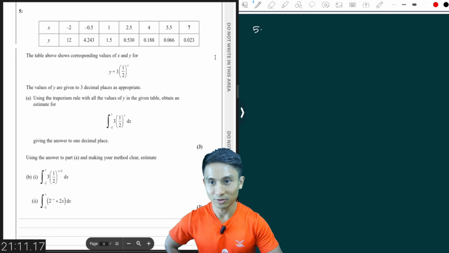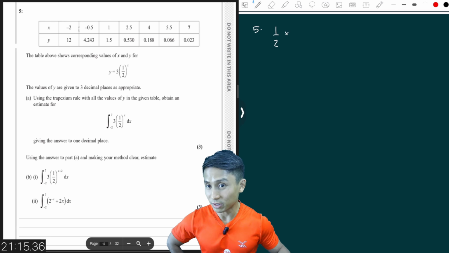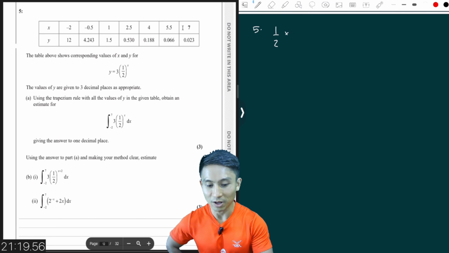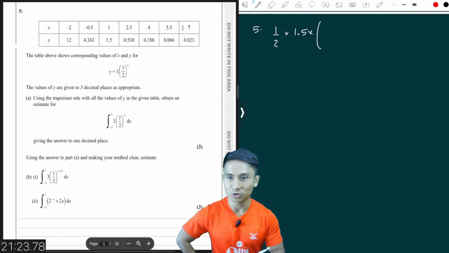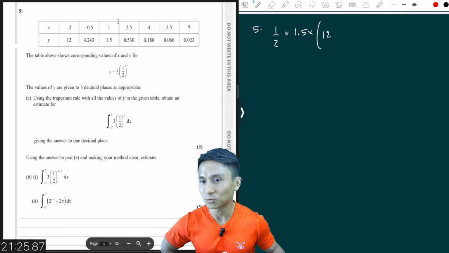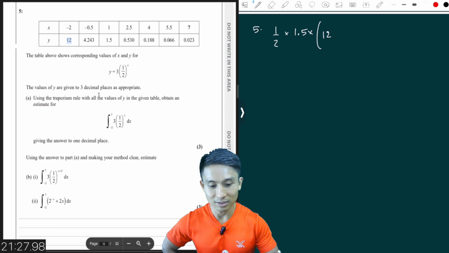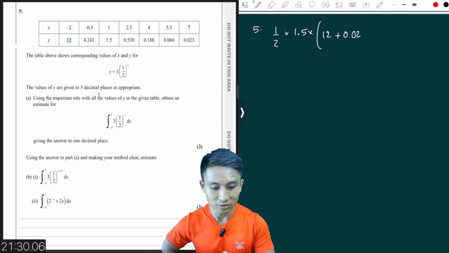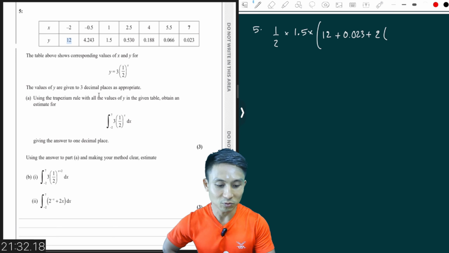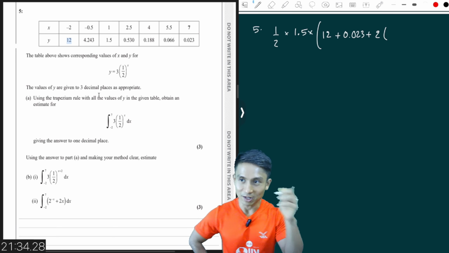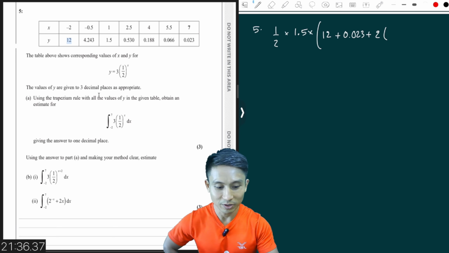All right, so it's 1/2 times the strip width, which is the distance between these x values basically, which is 1.5, and times is easy. Well, you just do the first y, which is 12 here, plus the last one, which is 0.023, and then all the rest will have to be added and multiplied by 2 and added in the brackets there. So it's like the second one, 4.243 plus 1.5.